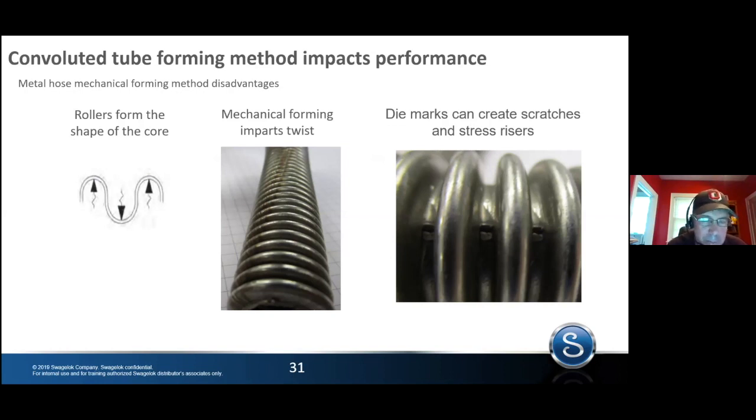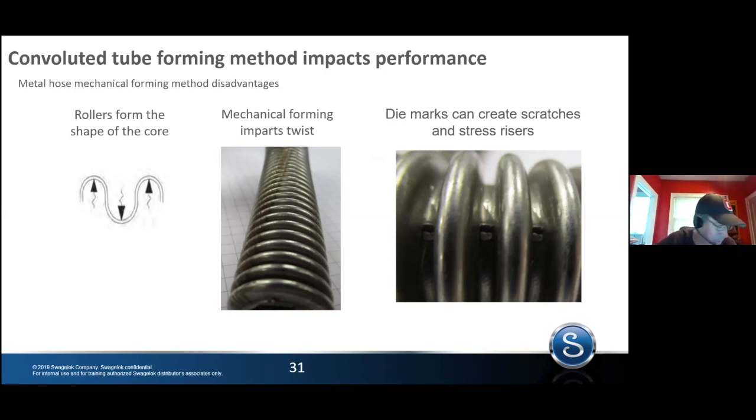You probably know that this pressing method is going to work harden the material, and work hardening metal makes it fail faster. And the rolling process is going to put a twist into the hose. And that's what you see in the middle picture here. The seam weld, you can see, I hope, in the picture, is twisted around the outside of the hose.